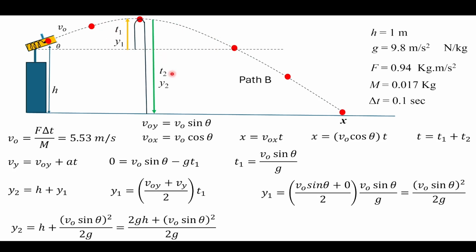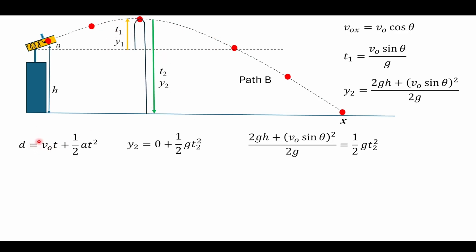It's t1 plus t2. So let's see how we find t2. Well, I will be using this motion equation, which basically says the distance traveled equals the initial velocity multiplied by time plus half the acceleration of the object multiplied by the time squared. So the distance for the ball to fall from the highest amplitude to the ground is y2. So this distance is y2.